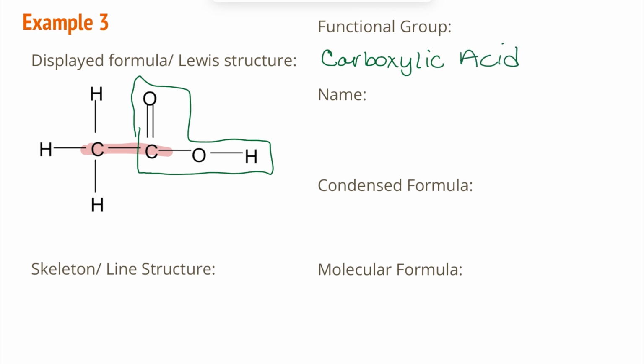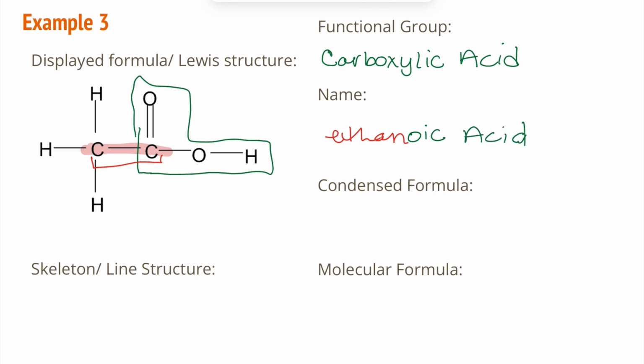functional group. We write the chain. It's a chain of 2. Eth is a 2. Ane, because these are single bonded. And then when we are getting rid of that E on the end, now our ending, because for those carboxylic acids, we add on oic acid.